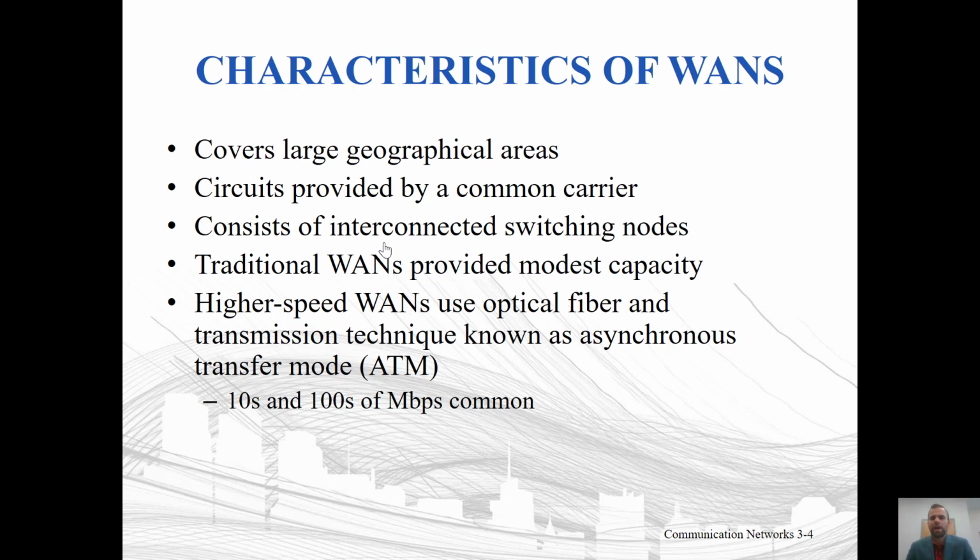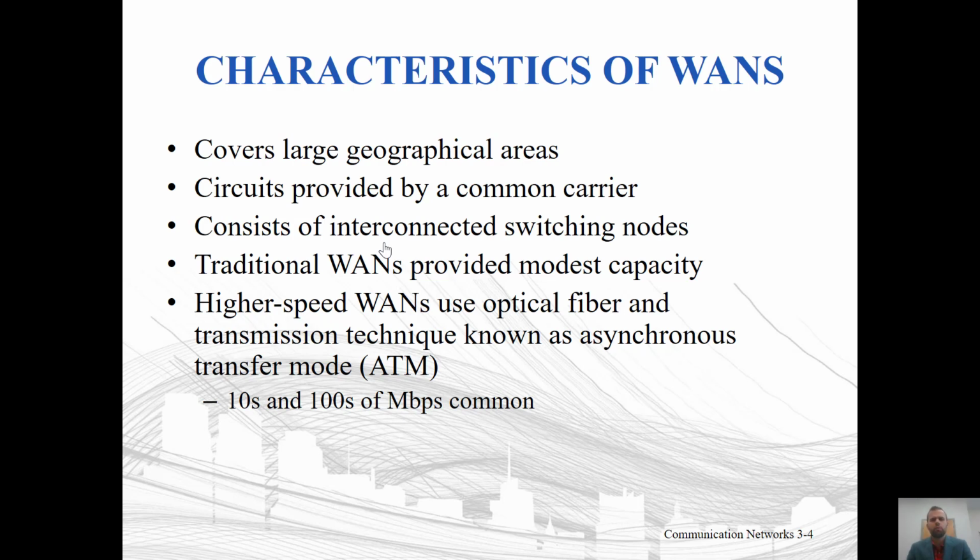So let's focus first on wide area networks. On average, it's going to be the largest geographical coverage network. The circuits that are provided as part of these networks are provided by a common carrier, like Verizon or AT&T. This type of network consists of interconnected switching nodes. Traditional wide area networks provide modest or moderate capacity, as you saw from the previous chart.